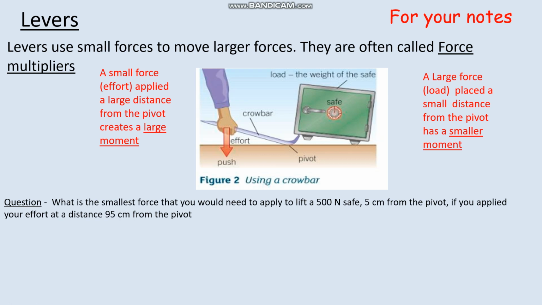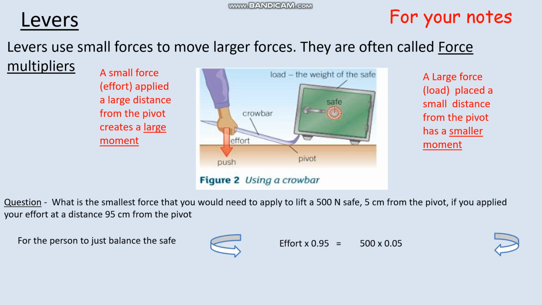Have a look at the detail in this question here, pause the video, make your note and see whether you can answer the question there. The question is asking how much force would be required for the man to lift that 500 newton safe. For it to just balance in that situation, anti-clockwise moments must equal clockwise moments.